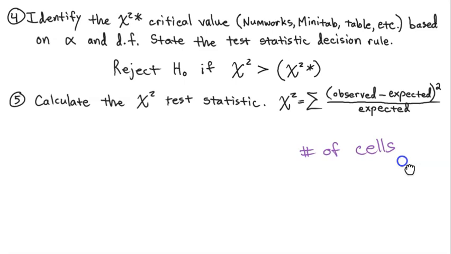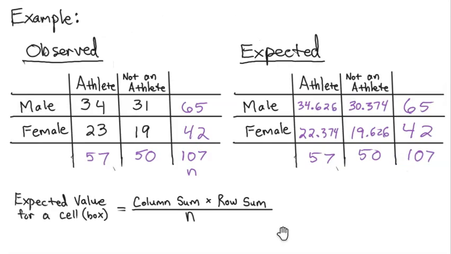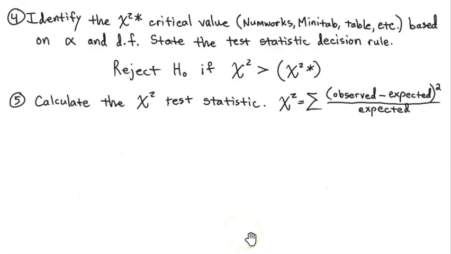Let's go back to that example that we looked at. All right, so in this particular example, we had to calculate 1, 2, 3, 4 expected values. And so for the chi-square test statistic, we would be adding up 1 plus 2 plus 3 plus 4 things. The number of things you're going to add up is going to be equal to the number of these boxes where you had to calculate an expected value. So what are you going to add up? Let's say you're adding up 4 of them. What are you adding up?